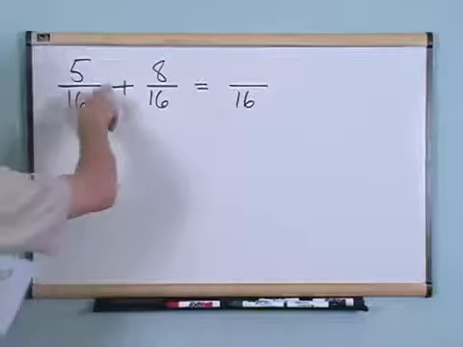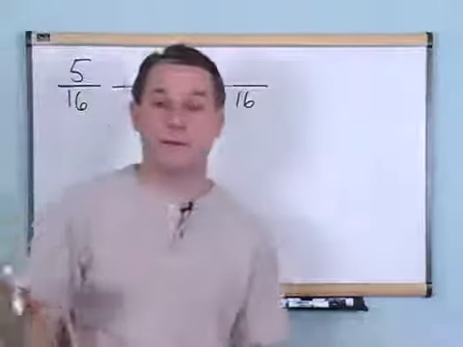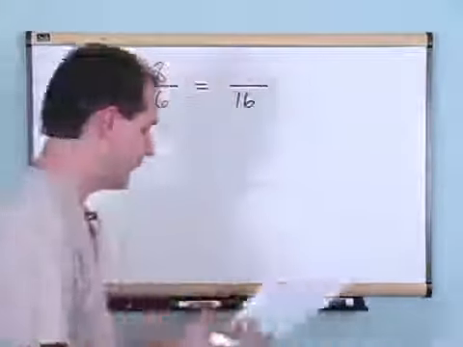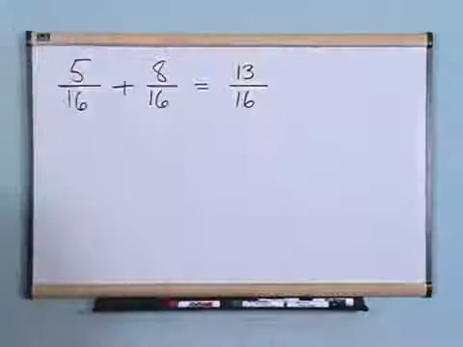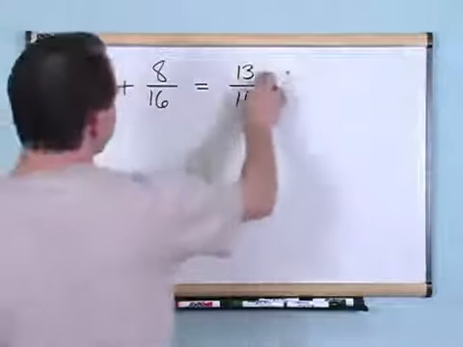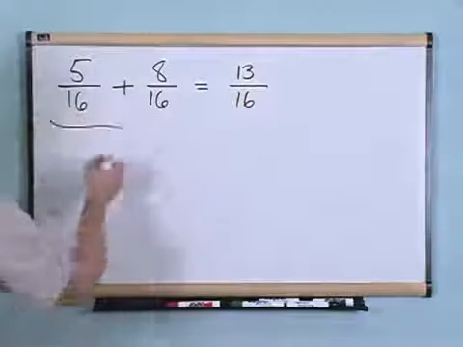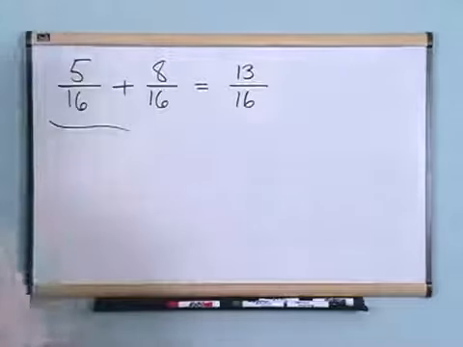And then since we're adding, I just take the two numbers on the top and add them together. 8 plus 5 is going to give you 13. You can do that on your fingers. And you can write a 13 up here. And then you need to ask yourself, can I simplify this anymore? No, I can't think of anything I can divide 13 and 16 to make a nice number. So I'm done. This is the answer.